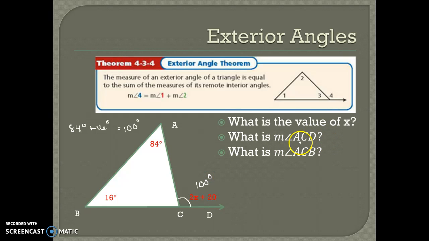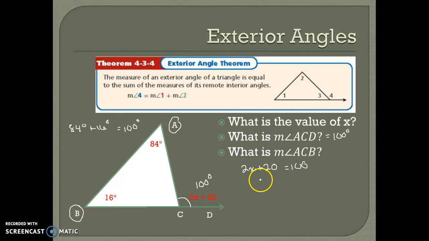So right here, this question is, what is the measure of angle ACD? Well, it's 100 degrees. And the reason that we know that is because even though we originally wrote it as 2x plus 20, it is the same thing as the sum of this angle here, angle A, and angle B, because those are the remote interior, meaning the interior angles of the triangle that do not touch this exterior angle. To solve for x, we know that 2x plus 20 is equal to the sum of remote interiors, which is 100. So we can say 2x plus 20 equals 100.